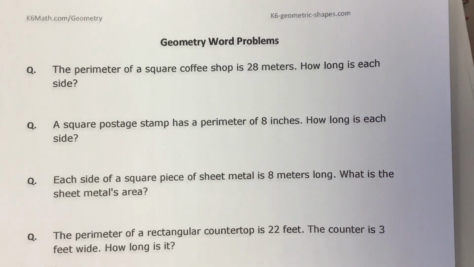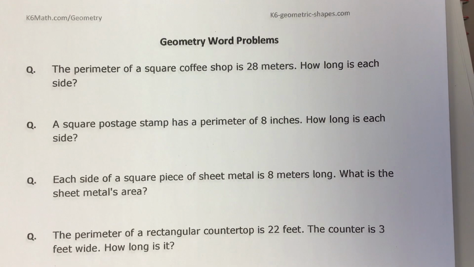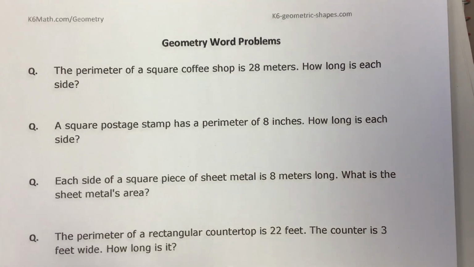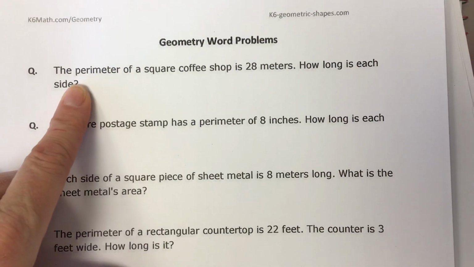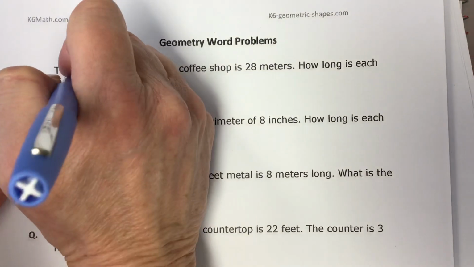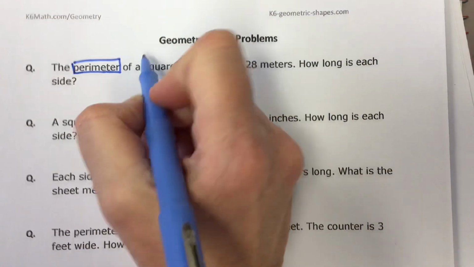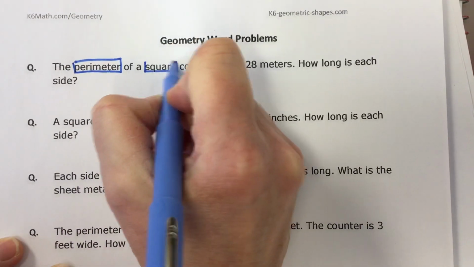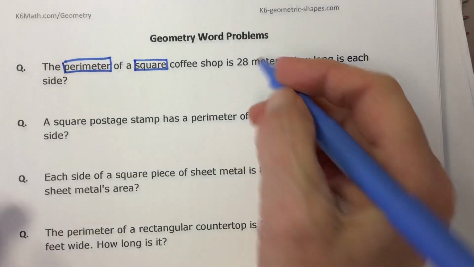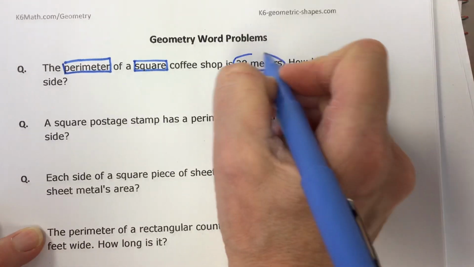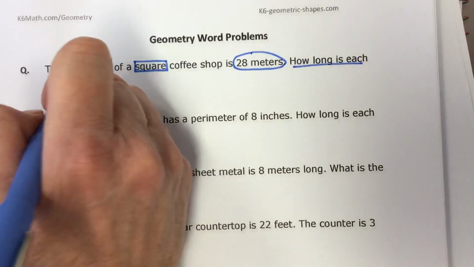So these are some of the types of simple word problems that you might come across when we're talking about area and perimeter. First of all, just like always, I want us to use our cube strategy. The perimeter, that's a math action word, so we want to box it. Of a square, that is important. Coffee shop is 28 meters. How long is each side?